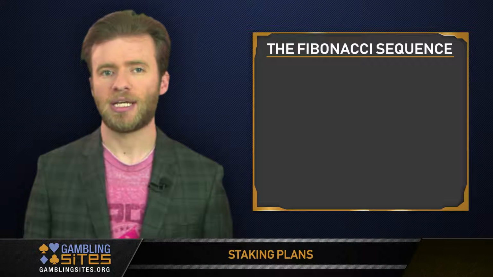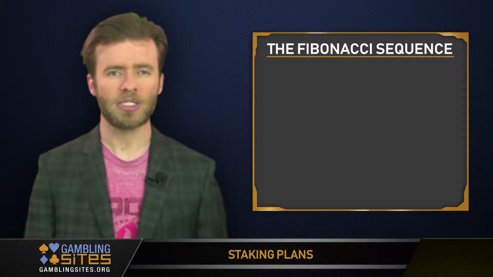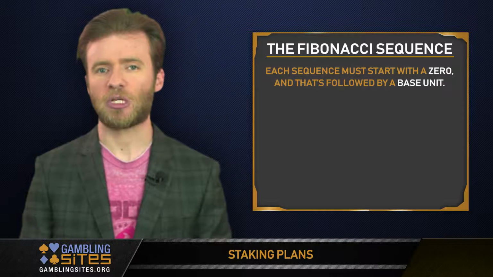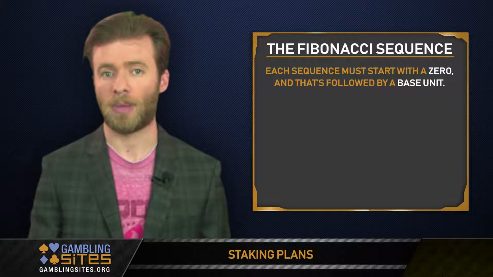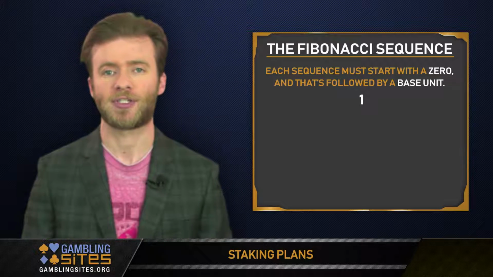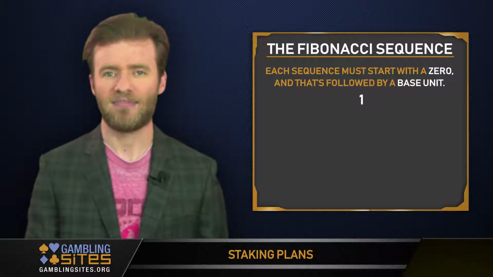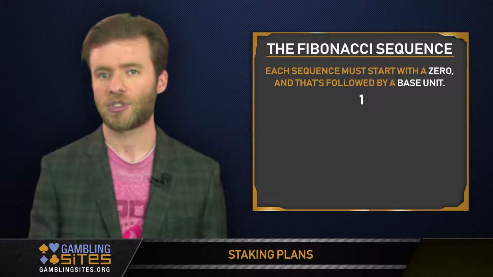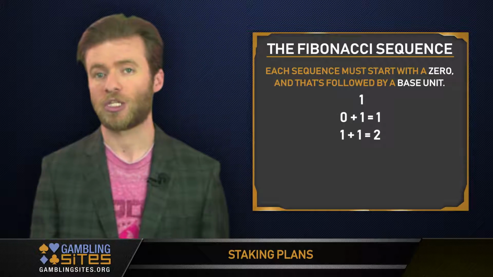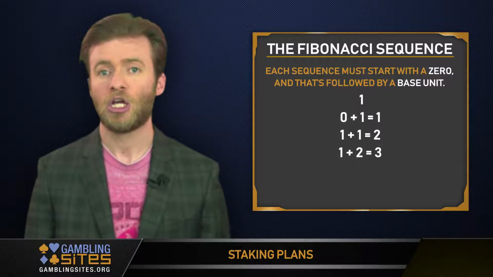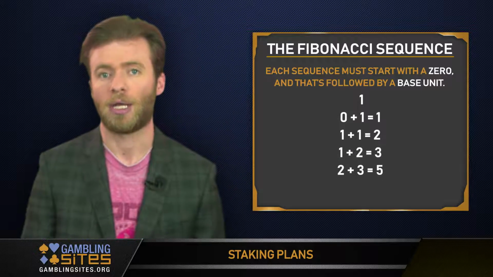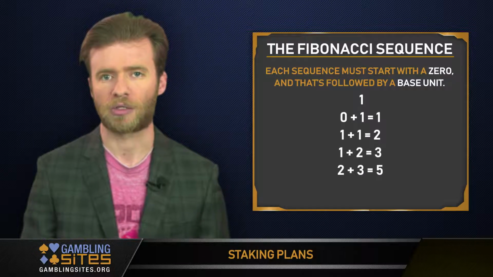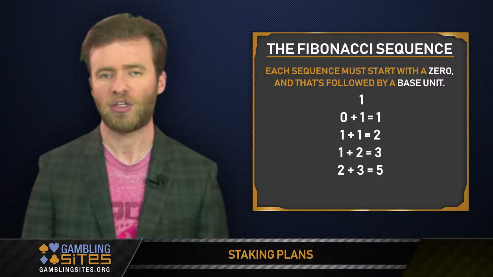The next option is the Fibonacci sequence. This one's a little more complex, but hey, that's what I'm here for. Each sequence must start with a 0, and that's followed by a base unit. Let's say 1 for this example. Each number after that in the sequence will be the sum of the two numbers that come right before it. So 0 plus 1 is 1, 1 plus 1 is 2, 1 plus 2 is 3, 2 plus 3 is 5, and so on. We suggest starting your sequence with a base unit of either $1 or $2, since things can climb very quickly from there.